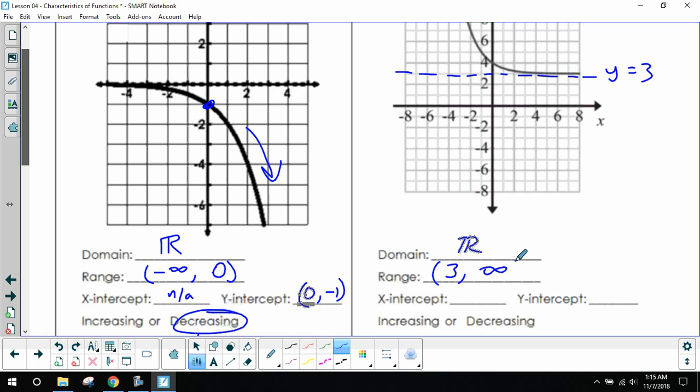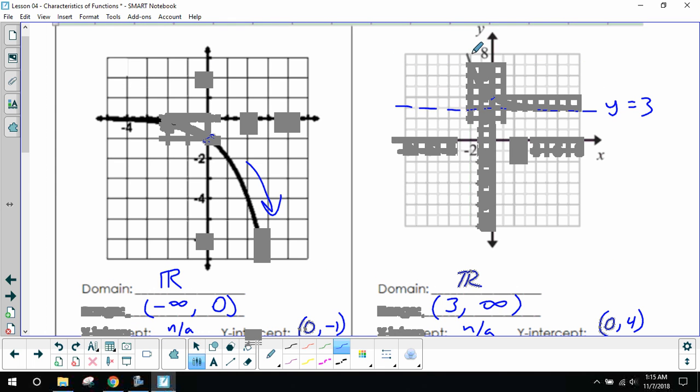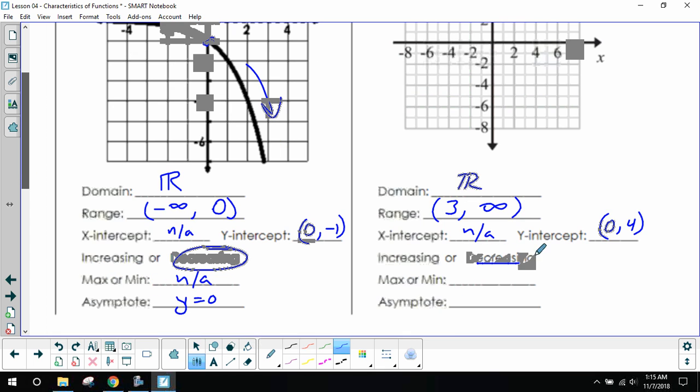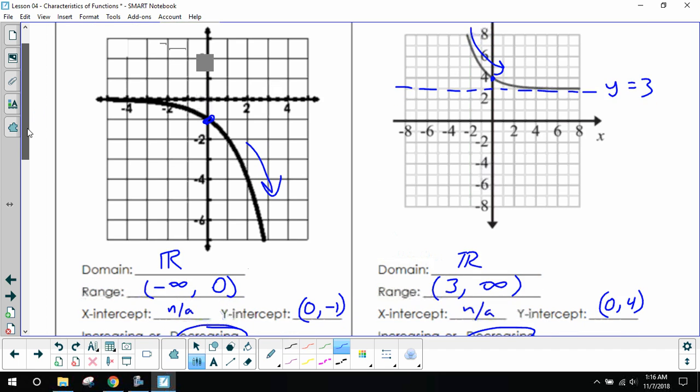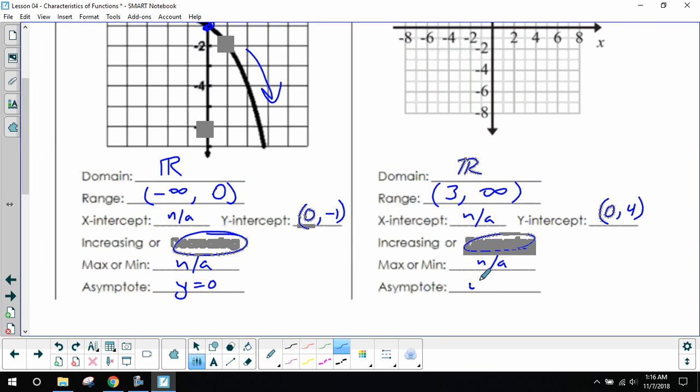X-intercept, again, it's not touching the x-axis, so NA. Y-intercept, I'll argue it's at 4, so 0, 4. Okay, again, we should be flying through this. Looking at the graph, she's going downhill, she's decreasing. Again, there's no endpoints. It goes on up forever and it goes down forever. So NA for this guy. Asymptote, we just discussed it to be 3. Ooh, looking good.